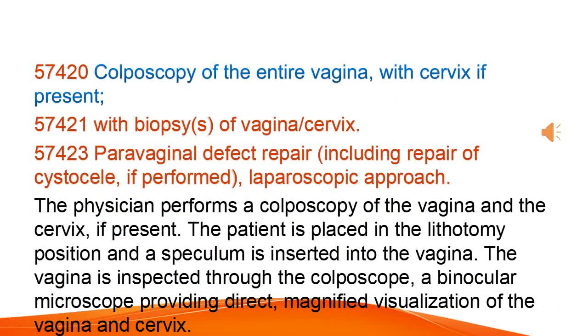Colposcopy of the entire vagina, with cervix if present. With biopsy, of vagina/cervix. Paravaginal defect repair, including repair of cystocele, if performed, laparoscopic approach. The physician performs a colposcopy of the vagina and the cervix, if present. The patient is placed in the lithotomy position and a speculum is inserted into the vagina. The vagina is inspected through the colposcope, a binocular microscope providing direct, magnified visualization of the vagina and cervix.